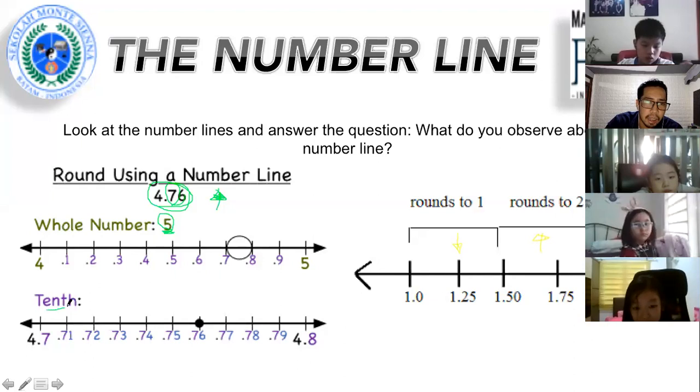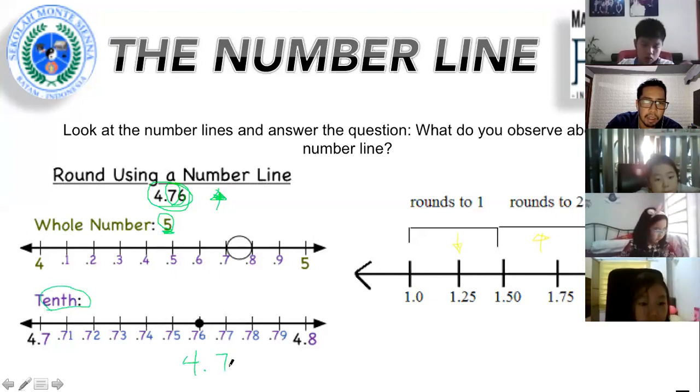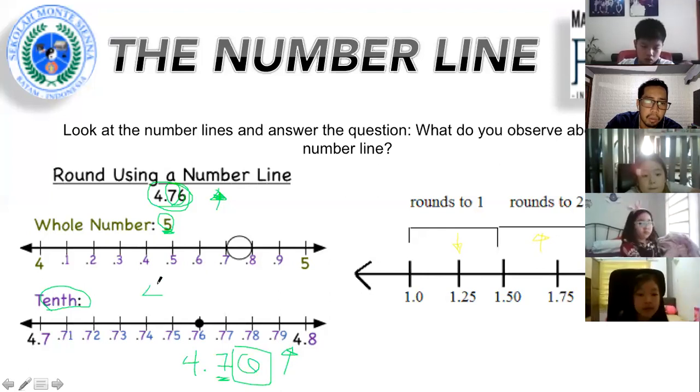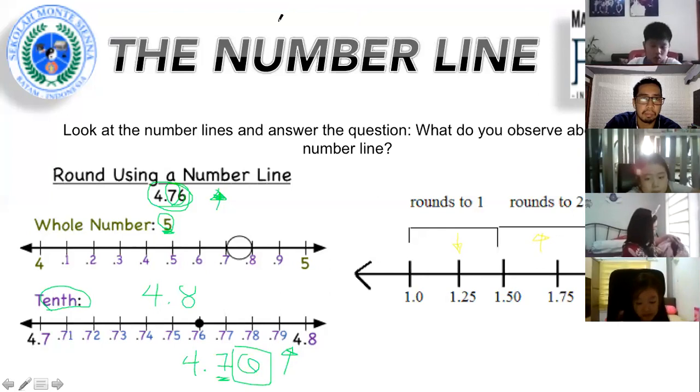To the nearest tenth, the number is 4.76. Your target is the tenth. What's the next number after 7? The next number is 6. Again, it's greater than 5, so we rounded up. We simply write 4.8. Okay?